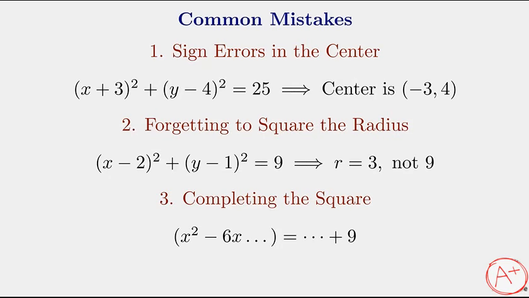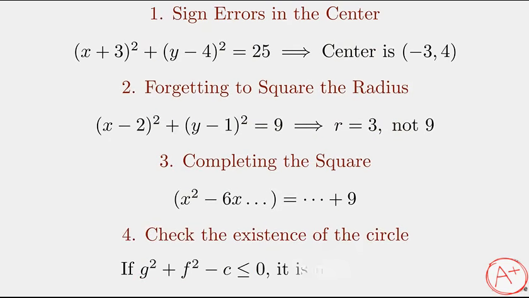Finally, ensure you check the existence of the circle. If an algebraic manipulation results in a negative number for r squared, the question may be testing your ability to identify that no real circle exists.